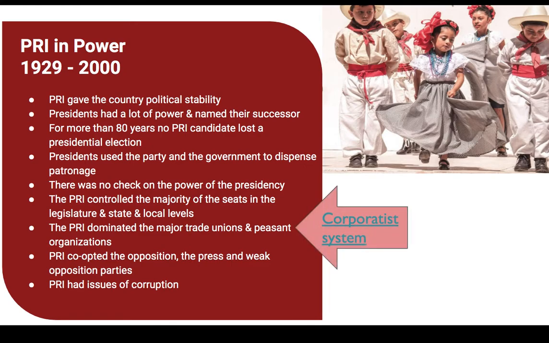We're going to talk about this as this corporatist system. This corporatist system is a really unique feature to the Mexican model up until the 1990s. And this corporatist system kept Mexico with the PRI in power, with one-party dominance, and kept this political stability. When the PRI starts to fall apart, their corporatist system falls apart, which is what we're going to talk about.